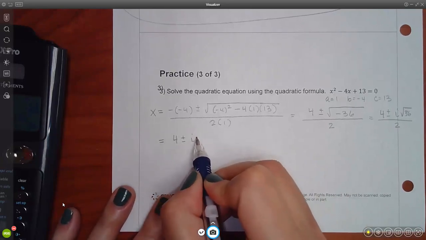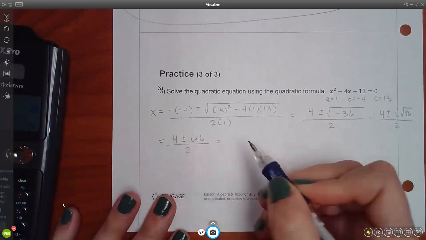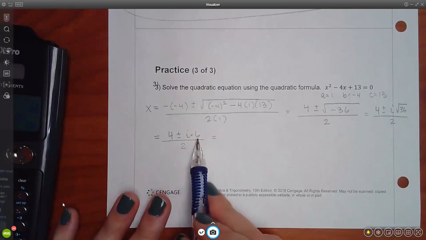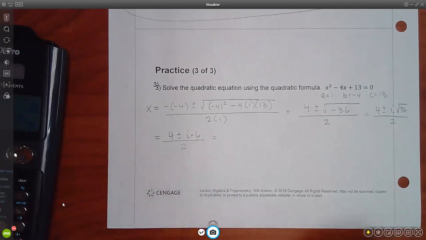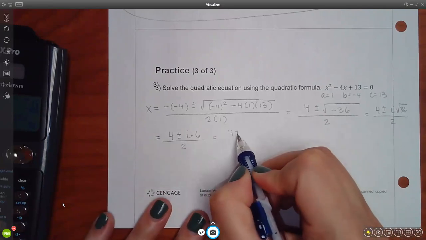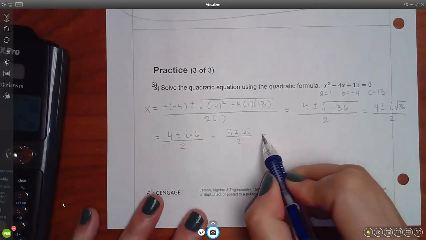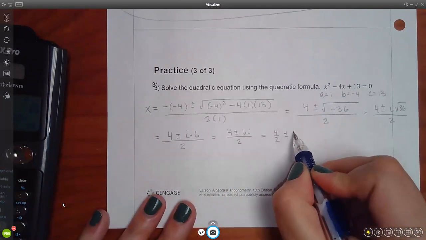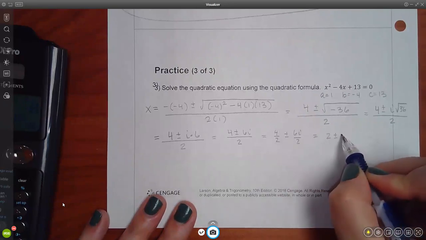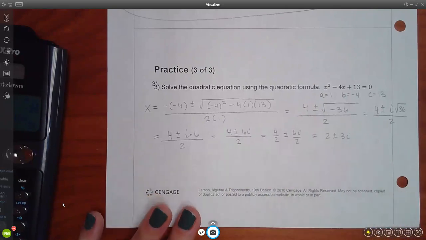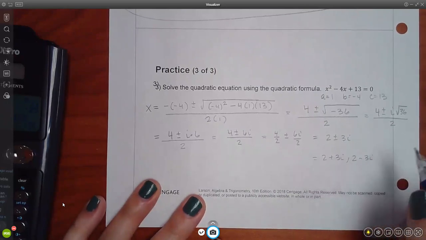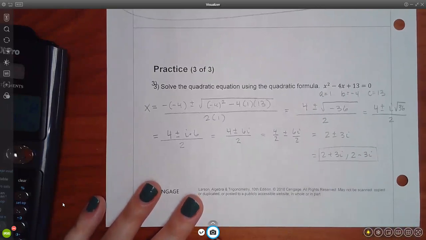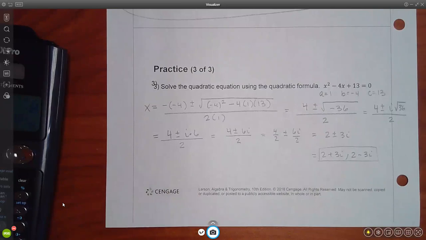The square root of negative 36 is actually 6i. Now, whenever you do have a variable times a number, how do we usually write it? Like if I had x times 6, how would I write that? 6x, right? So this really should be written as 6i. And then again, I don't write this step, but if you do, that is okay. I just reduce. I reduce both of them by 2 and I'm good. You cannot combine these. They are not like terms. So do not try to add the 2 and the 3 together. The 2 is not an imaginary number and 3 is an imaginary number.